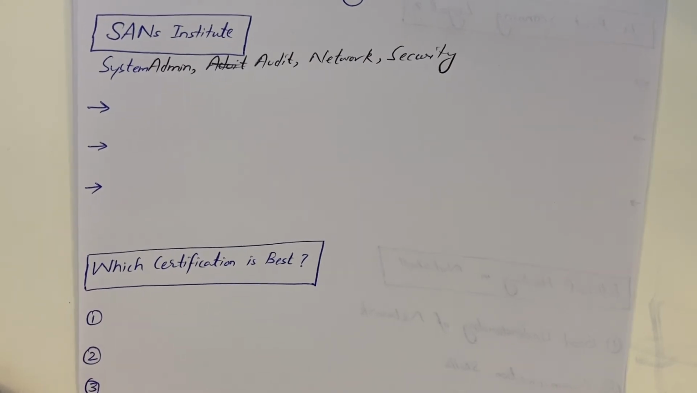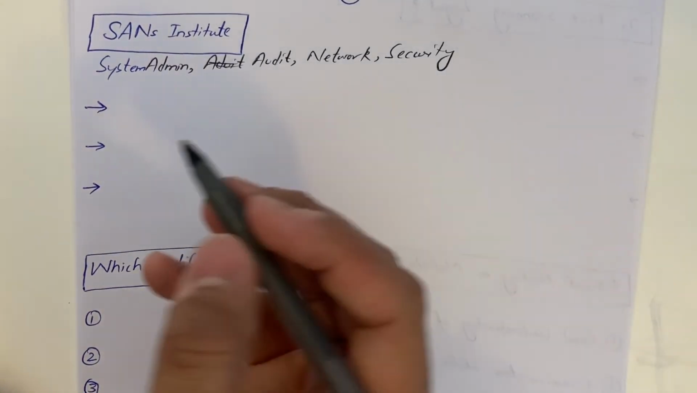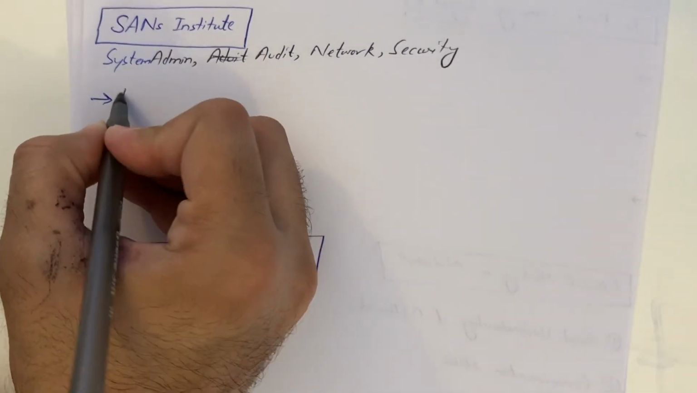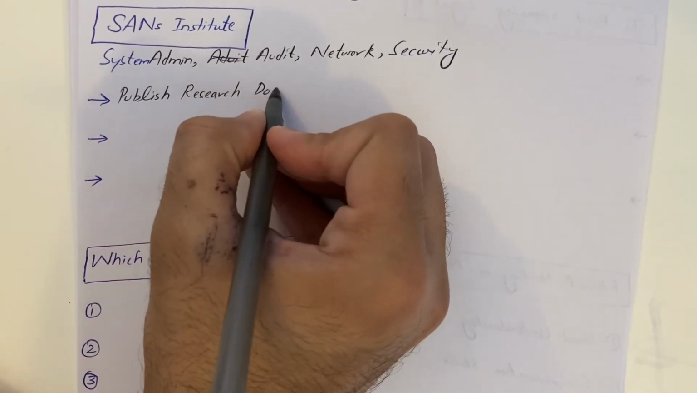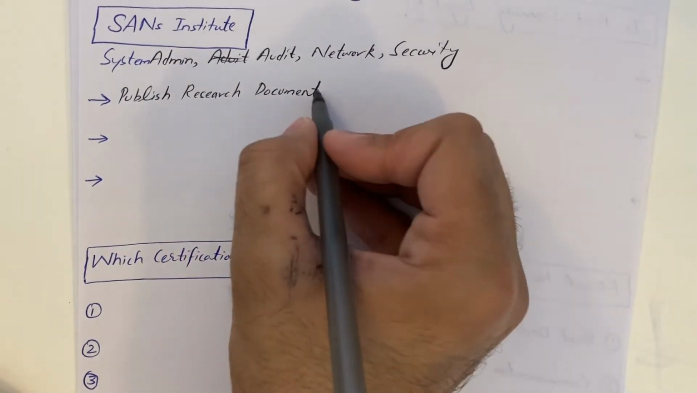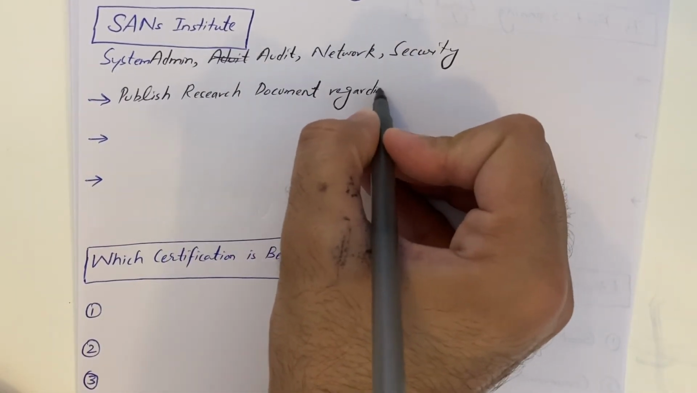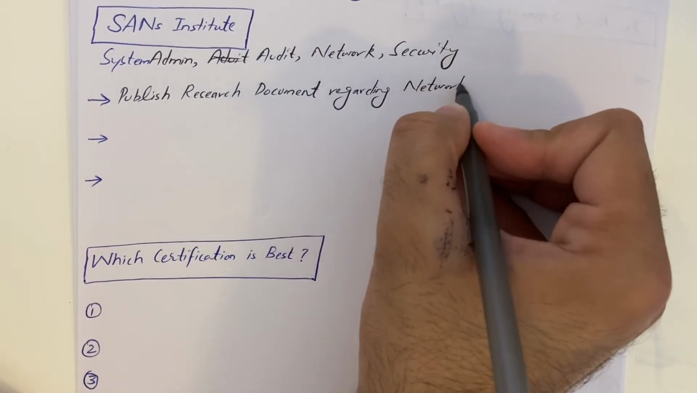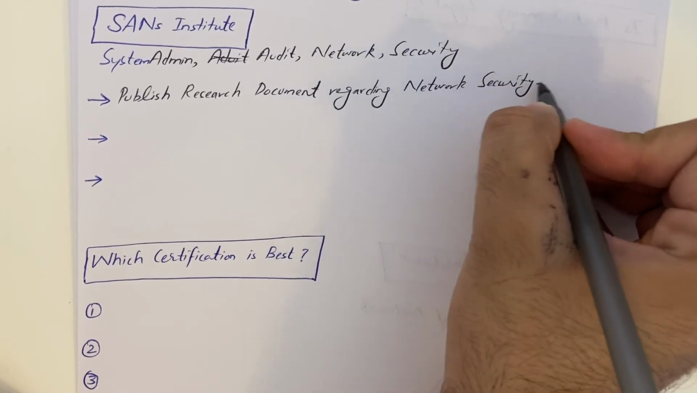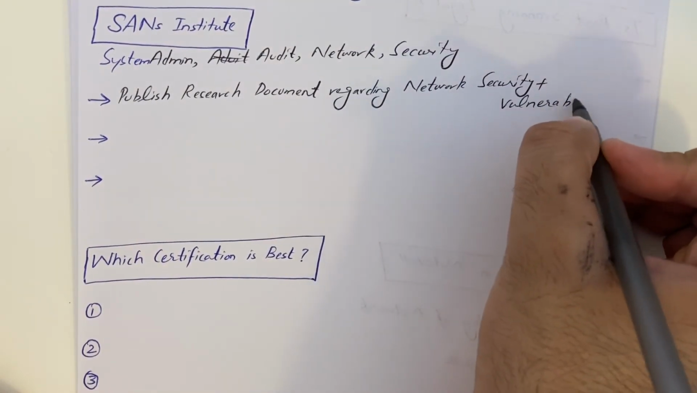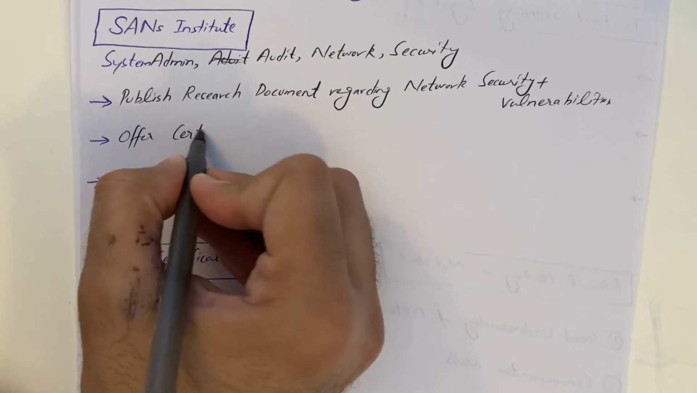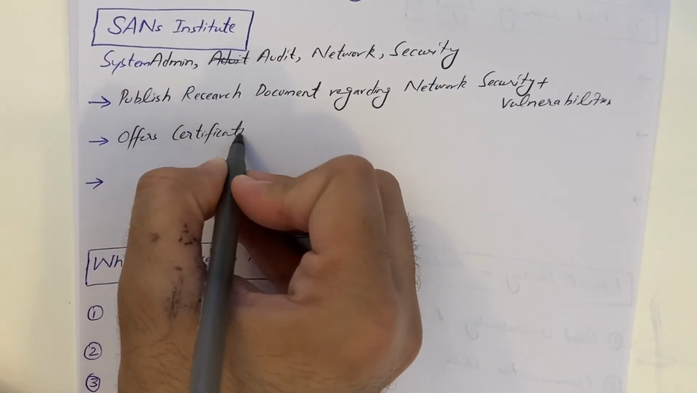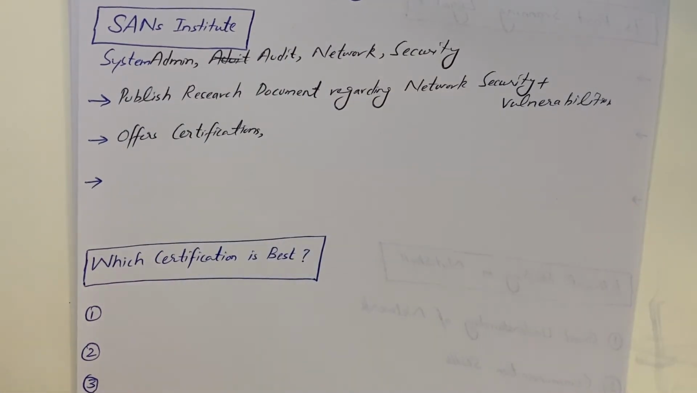What exactly do they do? The SANS Institute disseminates research documents. They publish research documents regarding network security plus vulnerabilities. Other than that, they offer certifications, even undergrad degrees and master degrees as well. So they offer master degrees, undergrad degrees plus certifications.